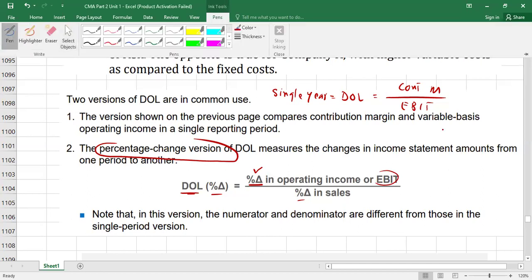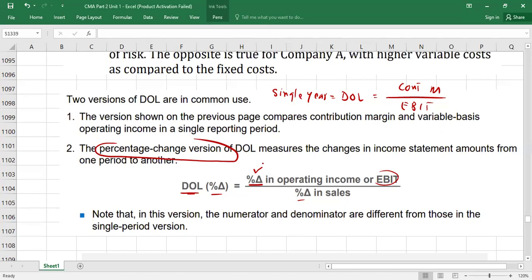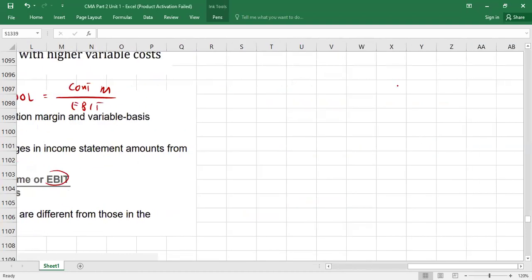Now the question is, guys, how will you calculate percentage change in operating income and percentage change in sales? 2 years data will always be available, because you can apply this formula only if 2 years data is available. For example, this is year 1 and this is year 2. Let's assume year 2 is current and year 1 is previous, the recent year. For example, sales is 150 in year 1 and 200 in year 2.